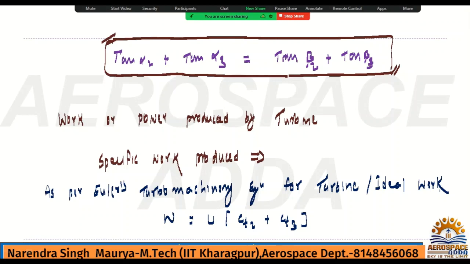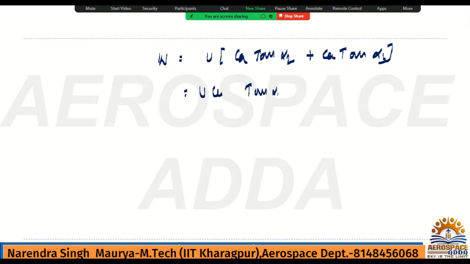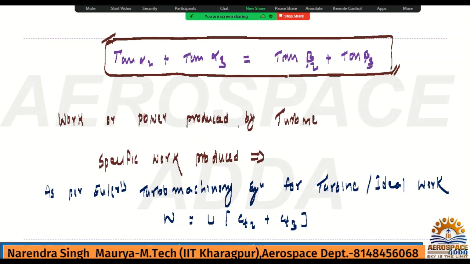So now we have W is equal to U CT2. What is CT2? It is CA tan alpha 2 plus CA tan alpha 3. Now we have U CA times tan alpha 2 plus tan alpha 3, or we also have the result U CA. What is tan alpha 2 plus tan alpha 3? It is tan beta 2 plus tan beta 3.